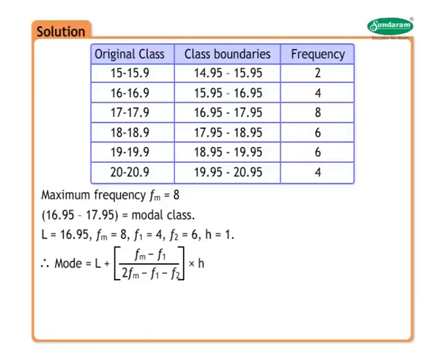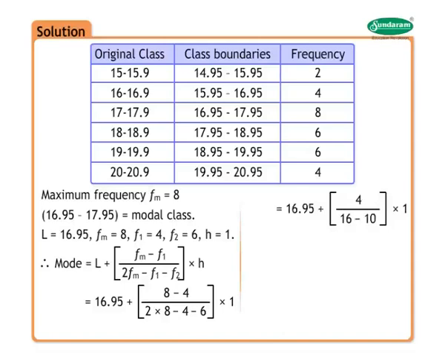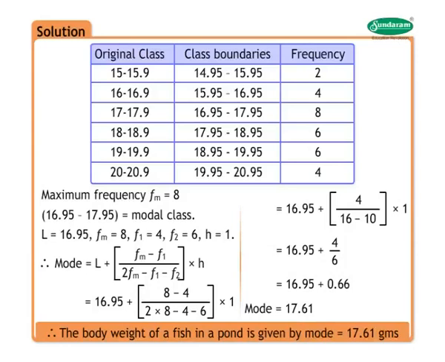16.95 plus (8 minus 4) upon (2 into 8 minus 4 minus 6) into 1, is equal to 16.95 plus 4 upon (16 minus 10) into 1, is equal to 16.95 plus 4 upon 6, is equal to 17.61. The modal body weight of a fish in a pond is given by mode is equal to 17.61 grams.